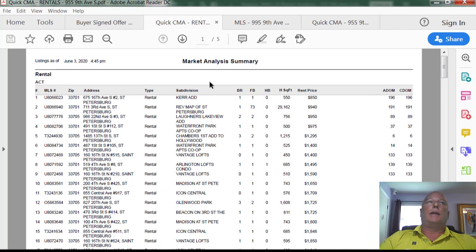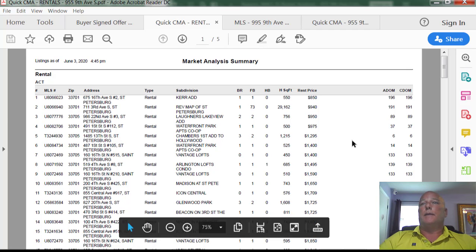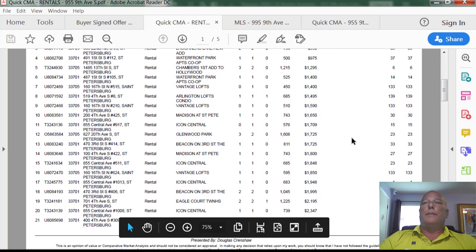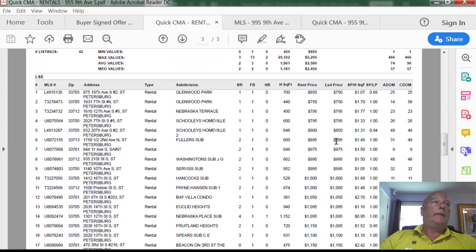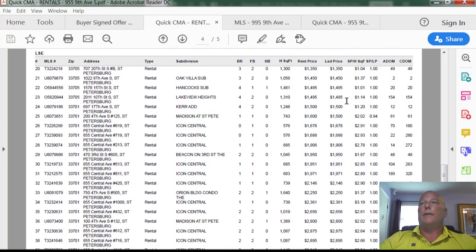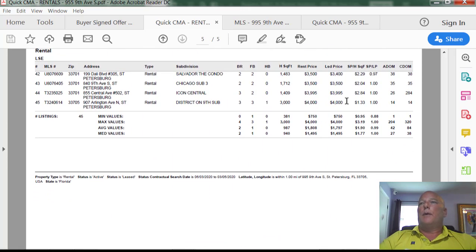Then I also do a CMA for active rental properties in the area, so you can see some of the values there. And then once you get past all the actives, you get into the LSEs, which are the leased ones. Those are the ones that they listed on MLS, and then they actually leased it out for that price. So you can see 750. Some of them go up into the 4,000 mark. But you're looking at this price right here, which is the sale price per heated square foot again. But this time it's the leased price.